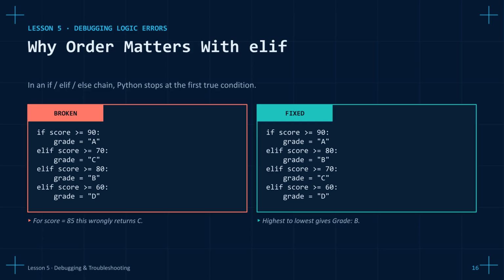Order also matters in if-elif chains. Python stops at the first true condition it encounters. In this example, the check for 70 comes before the check for 80, so a score of 85 incorrectly gets assigned to C. Ordering your conditions from highest to lowest ensures every score is categorized correctly.